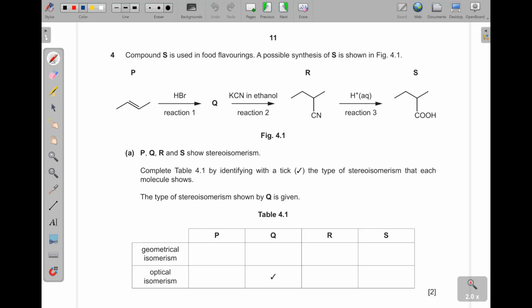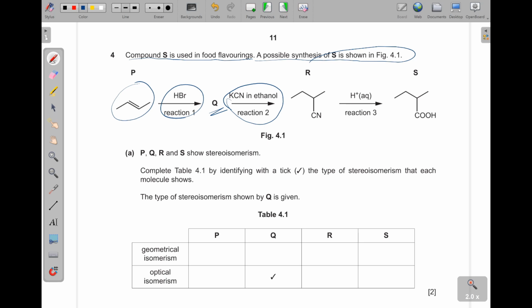Question 4 is coming from organic chemistry. Compound S is used in food flavorings. A possible synthesis of S is shown in this figure here. So we have an alkene here, butene, then HBr, then we form Q, then there is potassium cyanide in ethanol. Of course, that is a substitution reaction.